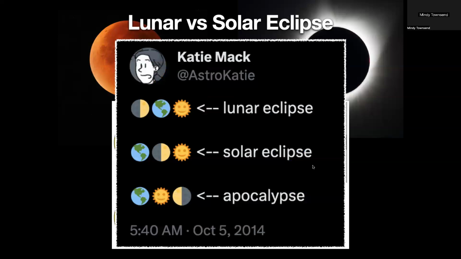If you have a hard time remembering this, there's a cosmologist, Katie Mack, who managed to do this in emojis. A lunar eclipse, remember, the Earth is in between the moon and the sun. The solar eclipse, the moon is in between the Earth and the sun. But an apocalypse is when the sun finds itself between the Earth and the moon.